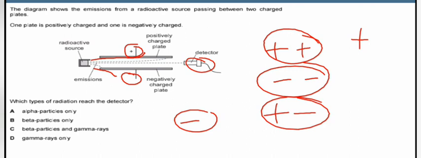positively charged plate. Now, the radiation which is going to reach the detector is going to be the gamma radiation or gamma rays, because gamma radiation is neutral in nature. So the answer is just going to be gamma rays only, which is D. Let's move on to the next one.